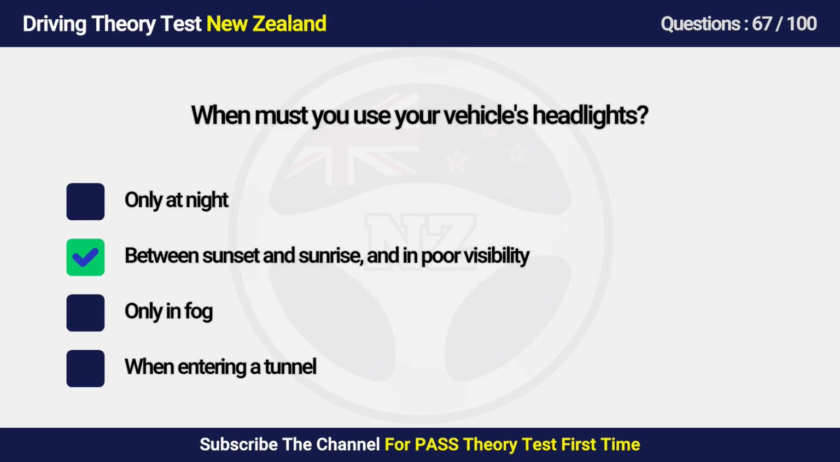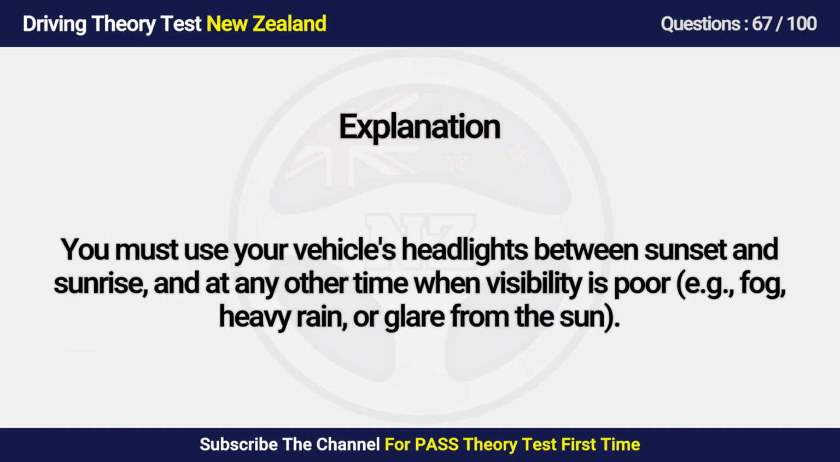Answer is B. Between sunset and sunrise and in poor visibility. You must use your vehicle's headlights between sunset and sunrise, and at any other time when visibility is poor, e.g., fog, heavy rain, or glare from the sun.